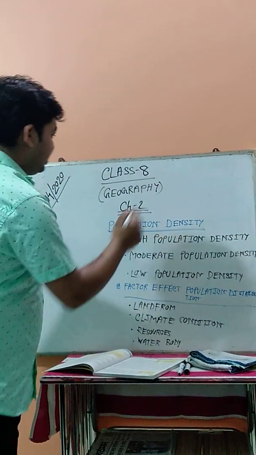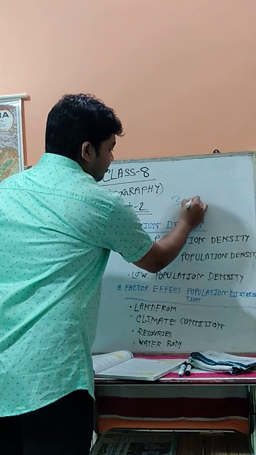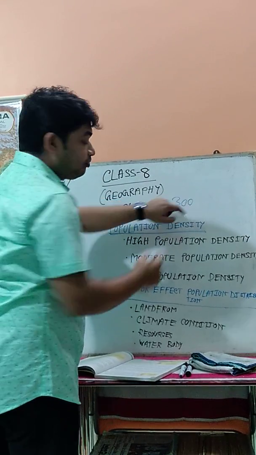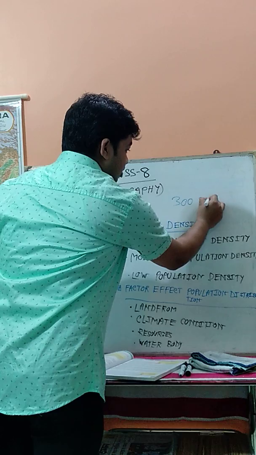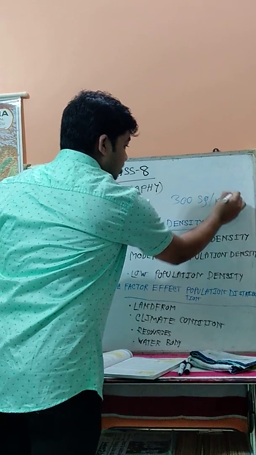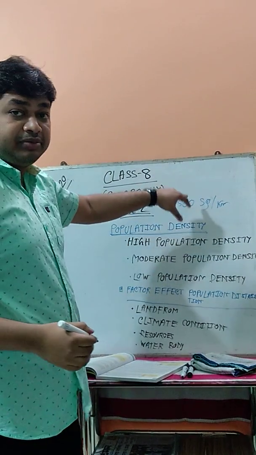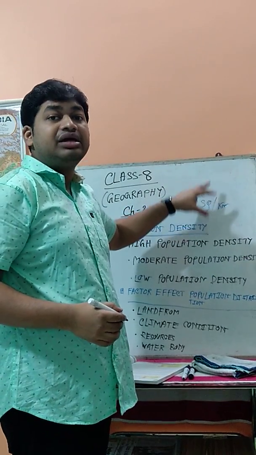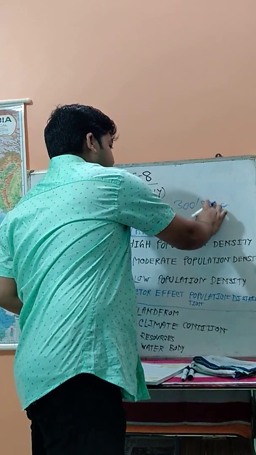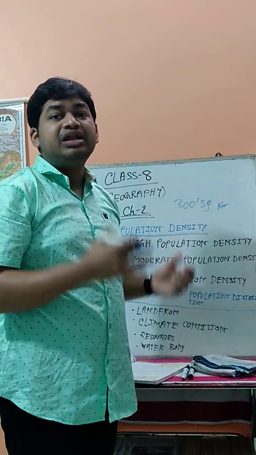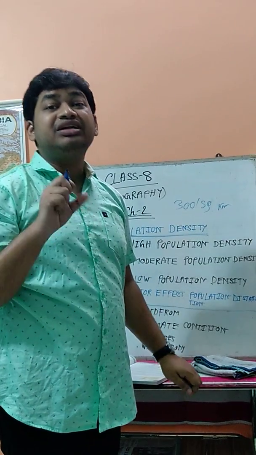How do you write it? Suppose 300 people are living per square kilometer. So you write 300 per square kilometer, meaning 300 people live in each square kilometer. In this way, you have to write these things. Okay, this is called the population density.